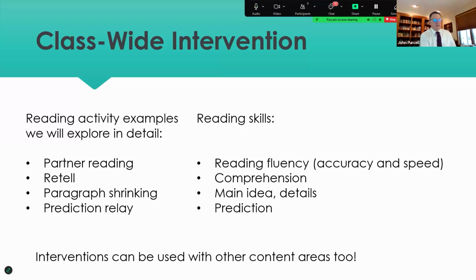And so when we do this, you'll see that the resources we'll need are at the lower performing students' level. But these four strategies that we're going to look at, partner reading, retell, paragraph shrinking, and prediction relay, do boost fluency, comprehension, the identification of main idea and details, as well as some prediction.